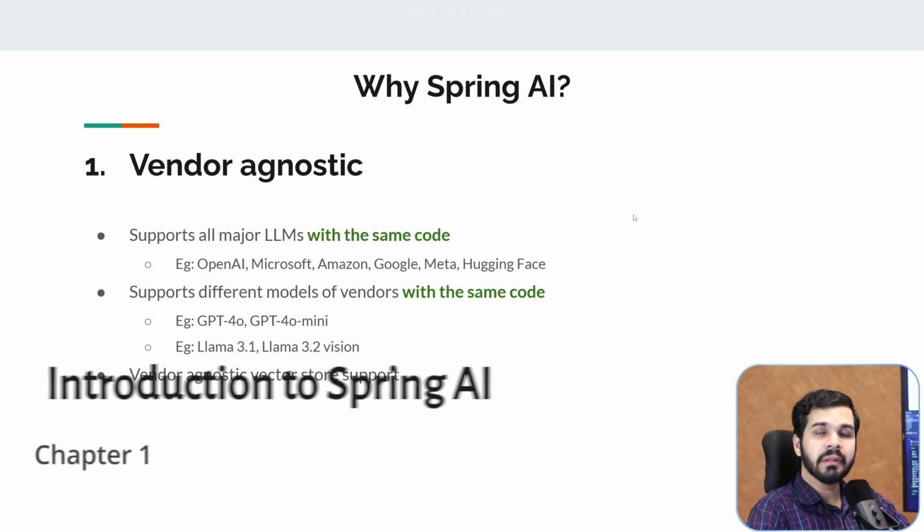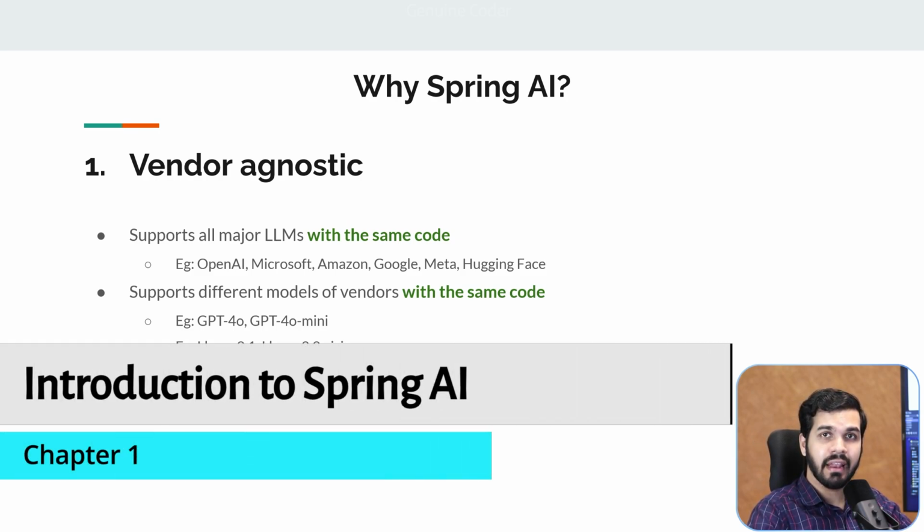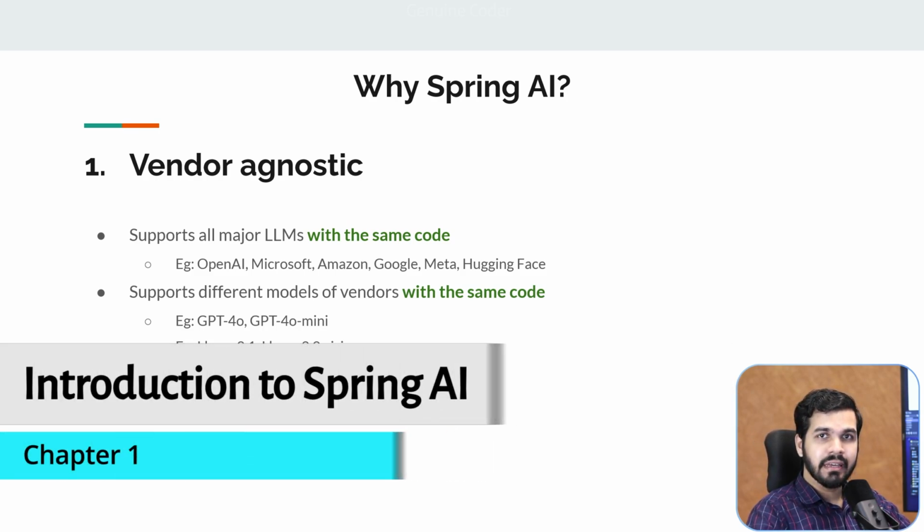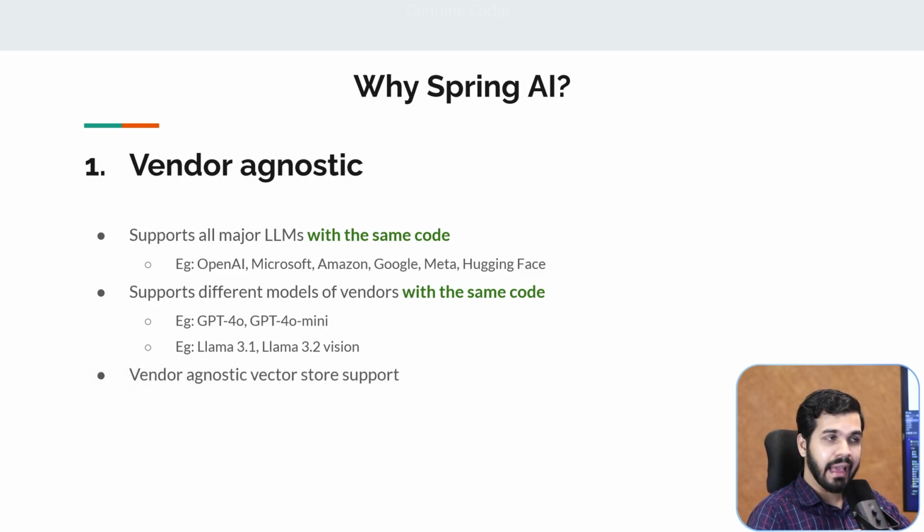The best thing about Spring AI is that it is vendor agnostic. That means you can write your code once and have it connected to any LLM that is out there. For example, you can find LLMs from different companies like OpenAI, Microsoft, Amazon, Meta. All these have their own LLMs with their own pros and cons, right?